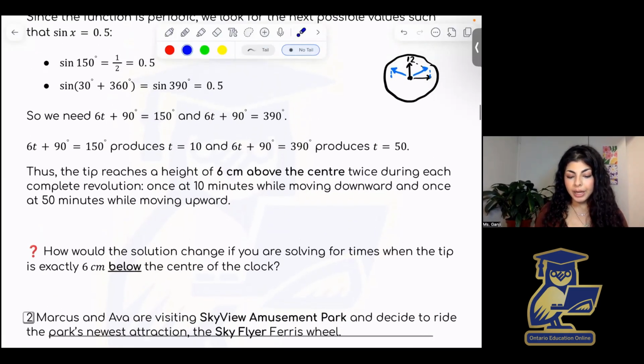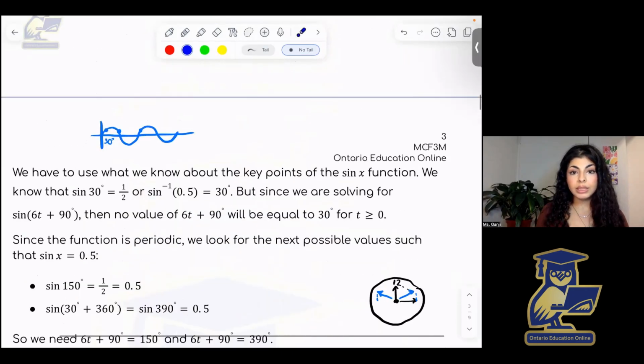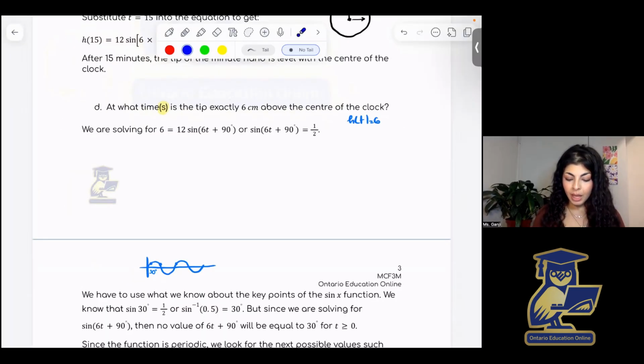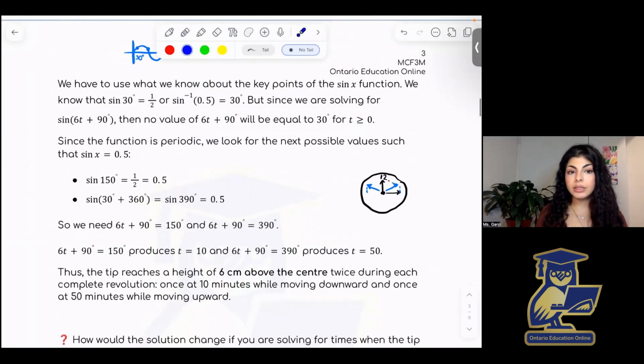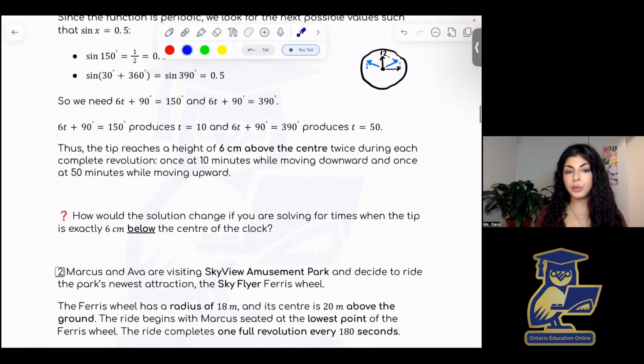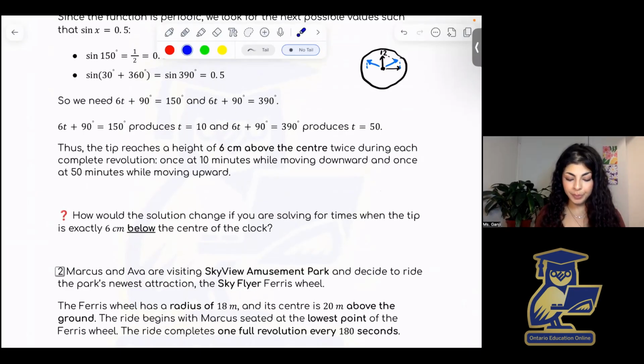So what you would have to do here, instead of h of t is equal to 6, as we had written here, you would just have h of t is equal to -6 now because we are going below the midline. And again, you would just have to use the same process to find which values of sine of x produce -1/2, because you would still have the, you would just have the negative now. The actual value of half would not change. And so then you can use a similar process to find those two different times.